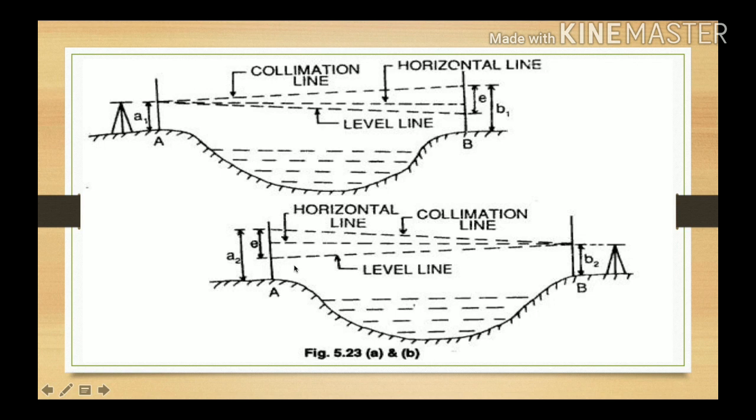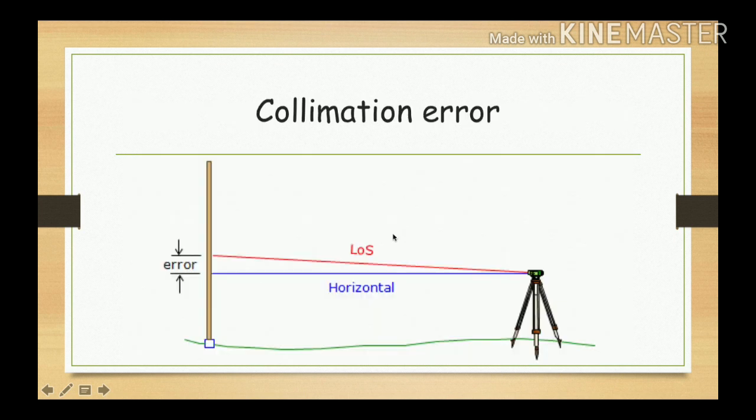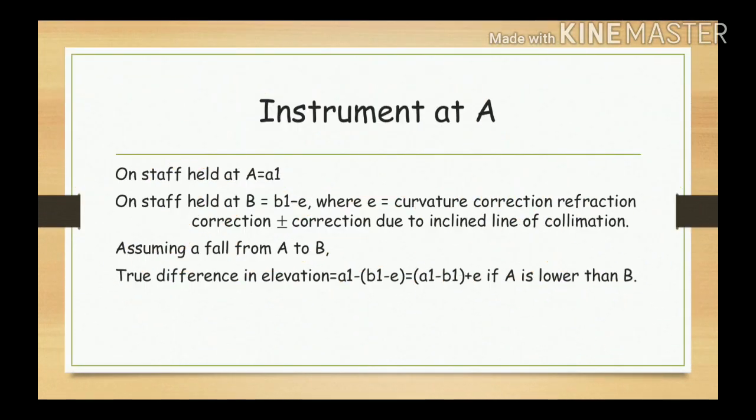Before looking at the corrected readings, let us have a look at error due to curvature and refraction. The earth is not a flat place, so due to the curvature of the earth and due to the atmosphere, error is caused due to curvature and refraction. Next, collimation error.